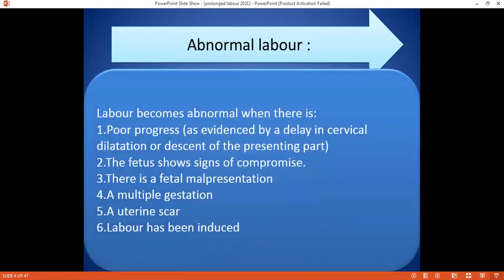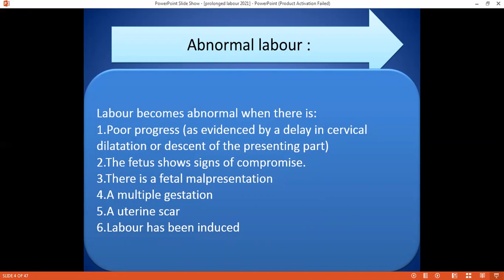Abnormal labor: labor becomes abnormal when there is poor progress as evidenced by delay in cervical dilatation or descent of the presenting part. يعني with time ما يصير عندي progress بالcervical dilatation and the descent of the presenting part. The fetus shows signs of compromise, which means fetal distress. There is fetal malpresentation. Any presentation apart from vertex is considered as malpresentation.